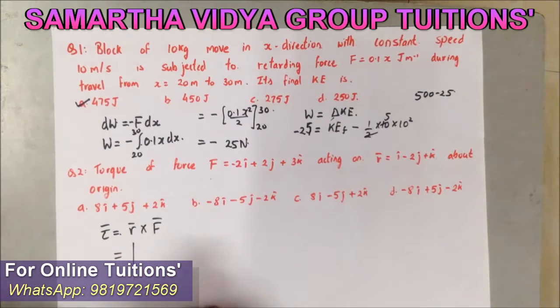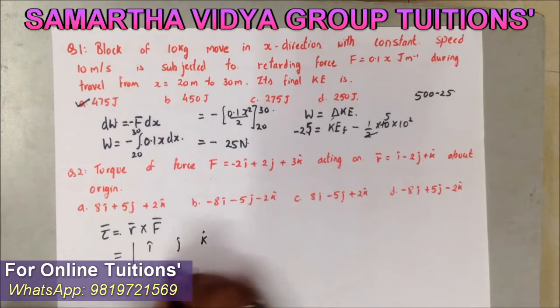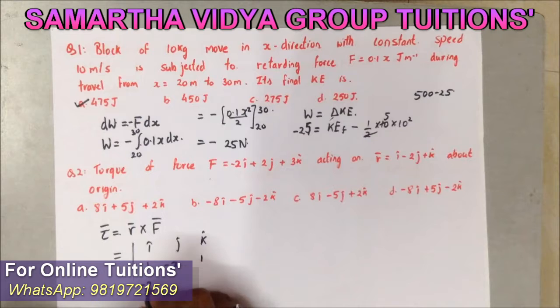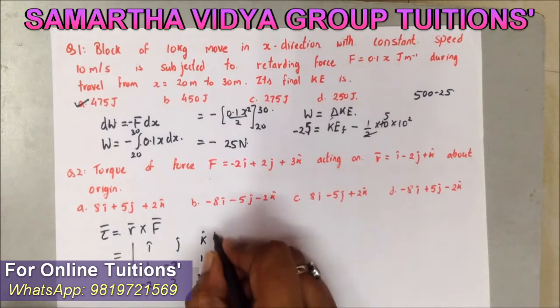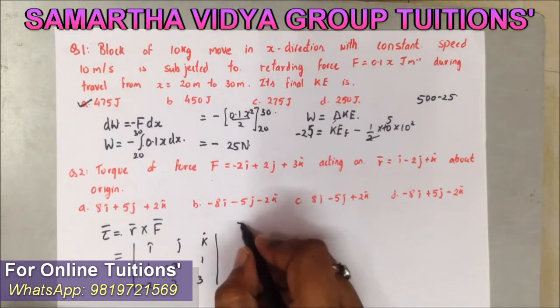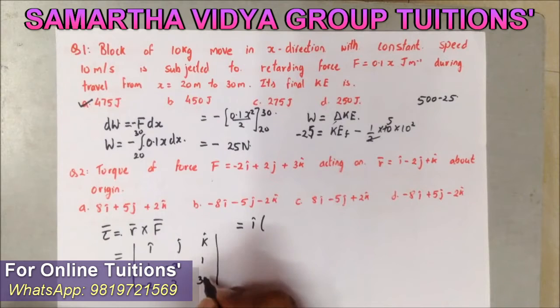We know the cross product can be solved with the determinant of i j k. First we need to find the R values, so we need to write the R components. It's 1, minus 2 and 1, and the F values, that is minus 2, 2, 3. We cannot do it the other way because then the answer will be wrong. So it is equal to the i component into the cross product.